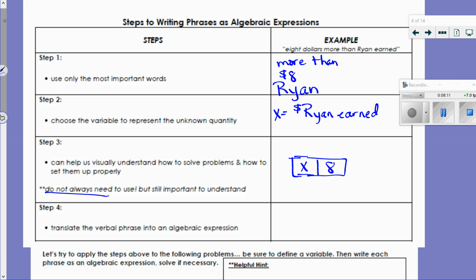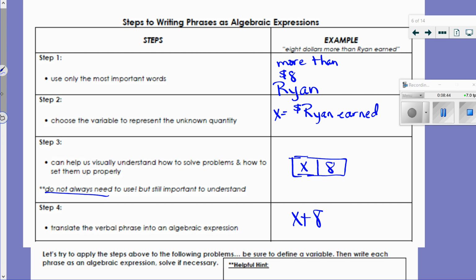Now, if you have the model, it should make writing the expression extremely easy. How would I write this model now mathematically? This would be what? X more than X plus 8. Doesn't matter. X is just a variable. We know it's a value. We just don't know what that value is. Does this make sense? You guys understand the process?